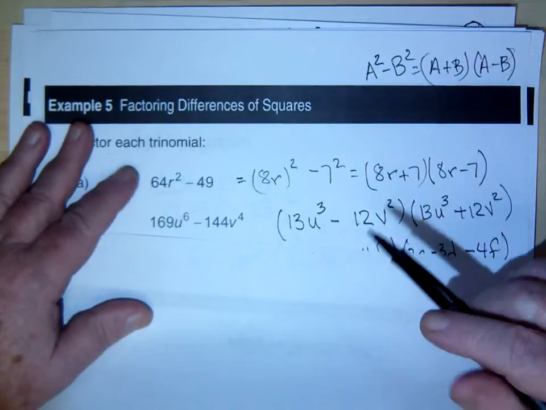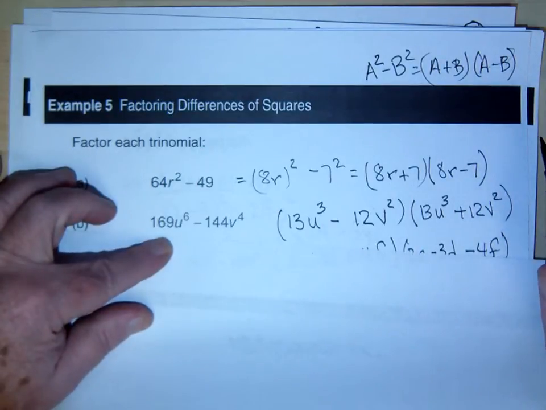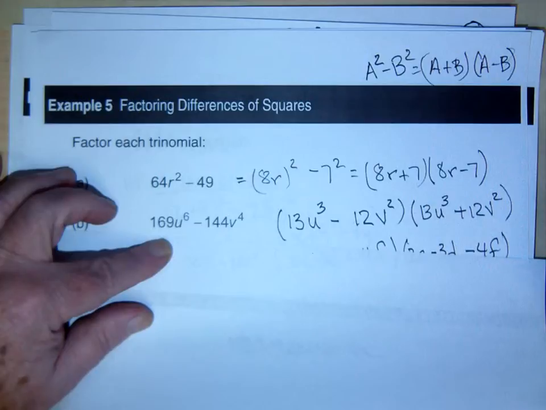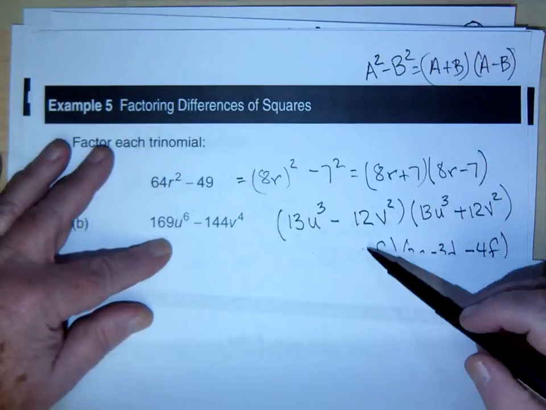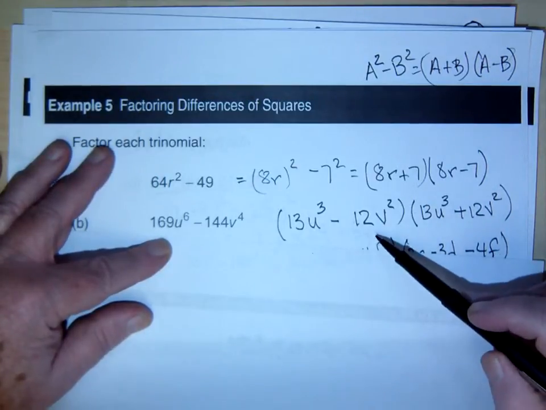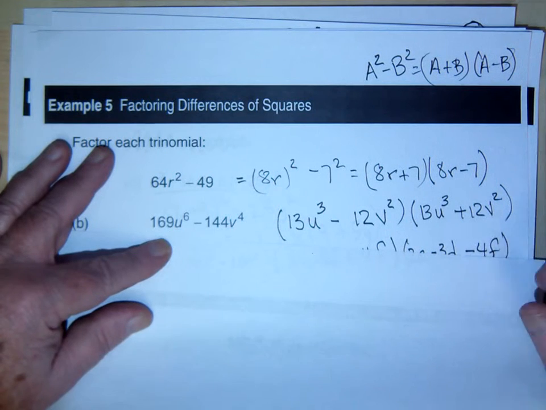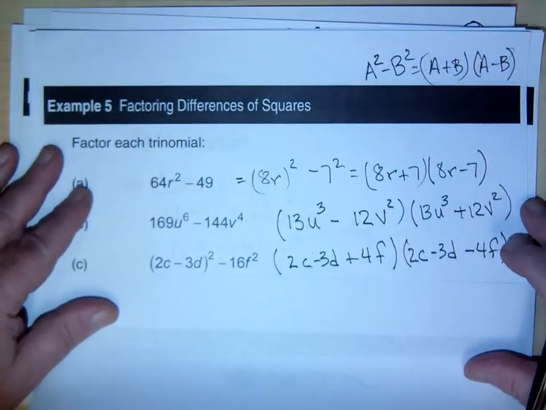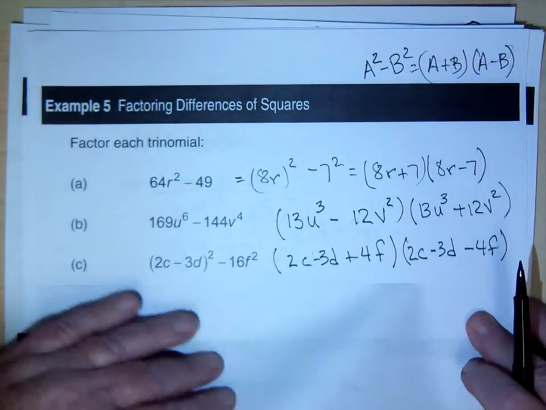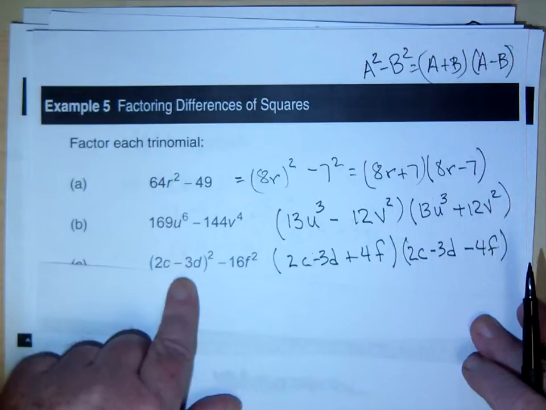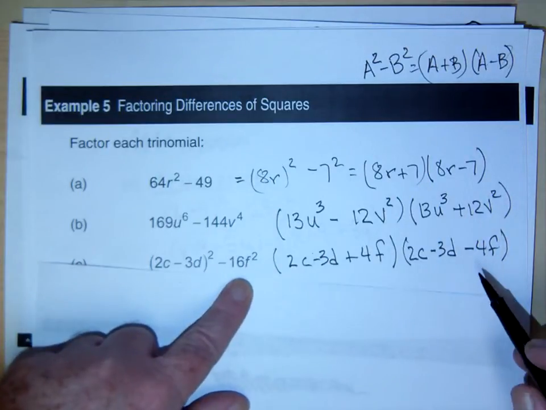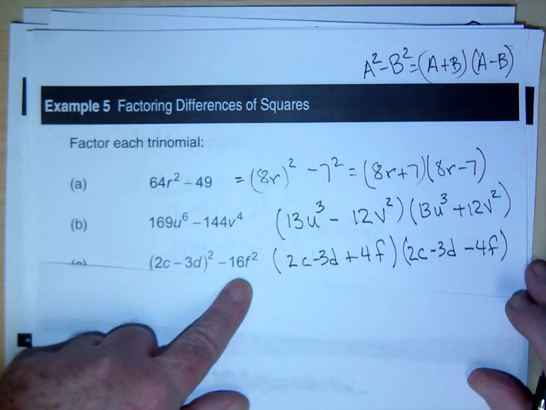Here I have 13u cubed squared, and here I have minus 12v squared whole squared. So this will factor into 13u cubed minus 12v squared, 13u cubed plus 12v squared. Here, again, I have something squared minus 4w squared, so this can factor in this way.